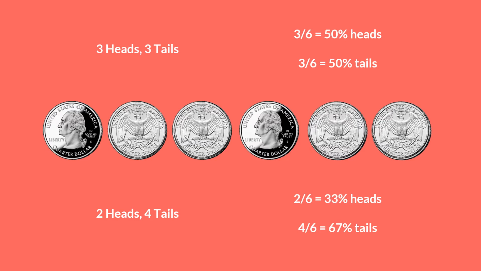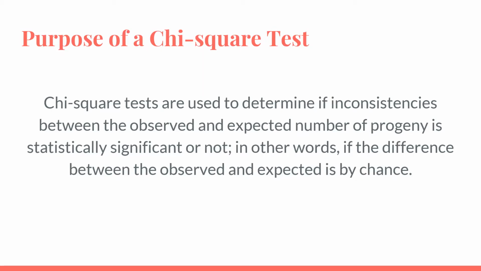This leads us into the purpose of a chi-square test. Chi-square tests are used to determine if inconsistencies between observed and expected number of progeny are statistically significant or not. In other words, if the difference between the observed and expected numbers is by chance.